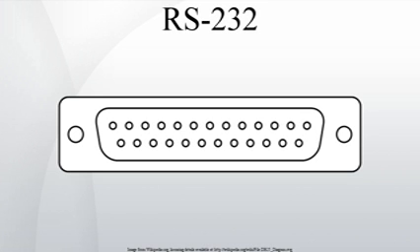In this scheme, CTS is no longer a response to RTS. Instead, CTS indicates permission from the DCE for the DTE to send data to the DCE, and RTS indicates permission from the DTE for the DCE to send data to the DTE. RTS and CTS are controlled by the DTE and DCE respectively, each independent of the other.